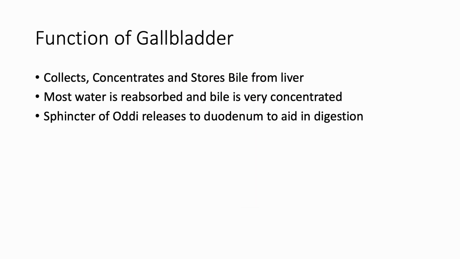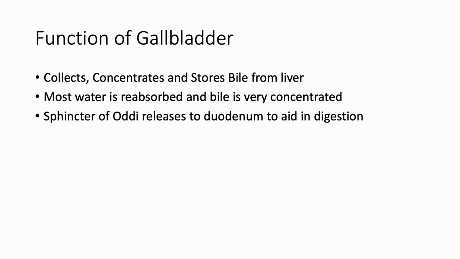What are the functions of our gallbladder? Again, this is going back to our anatomy and physiology. Our gallbladder collects, concentrates, and stores the bile that our liver has created. As the bile is made, water is reabsorbed and the bile becomes very concentrated. Thus, that's why the gallbladder really only holds the 50 mLs. It's super concentrated, the bile.